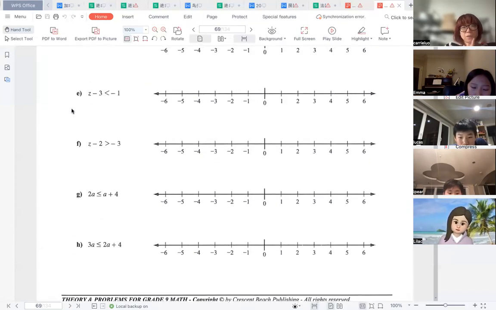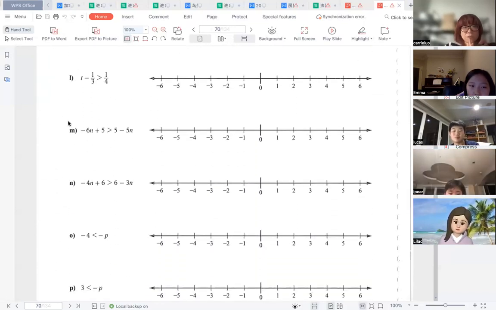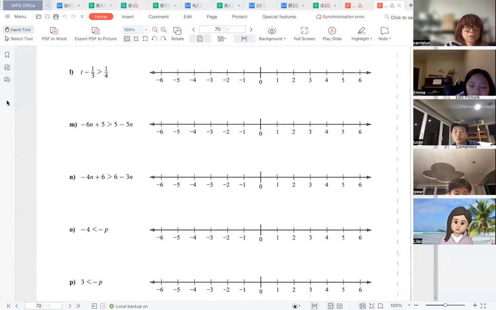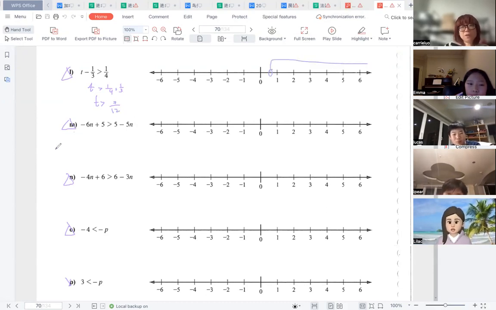Let's just take a look at this one. The calculation, you should have no problem at all. Let's take a look at the negative part, this place is easy to get wrong. Number M, number N, number O, and number P. Okay, I'm going to do number L for all of you. So T is bigger than 1/4 plus 1/3. So T is bigger than 7/12. So M, N, O, P, you first need to find out N is bigger than what, or P is smaller than what, and then do it on the number line, okay?